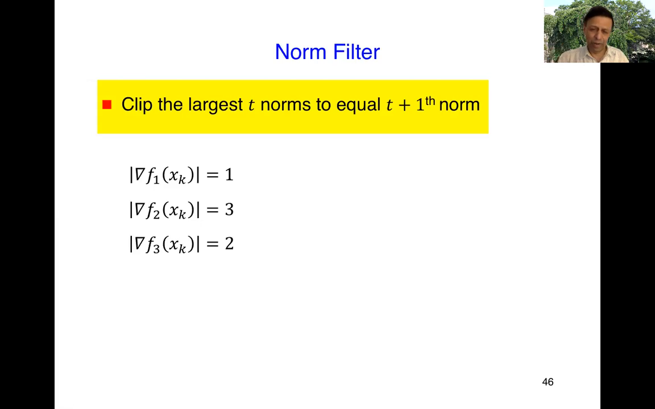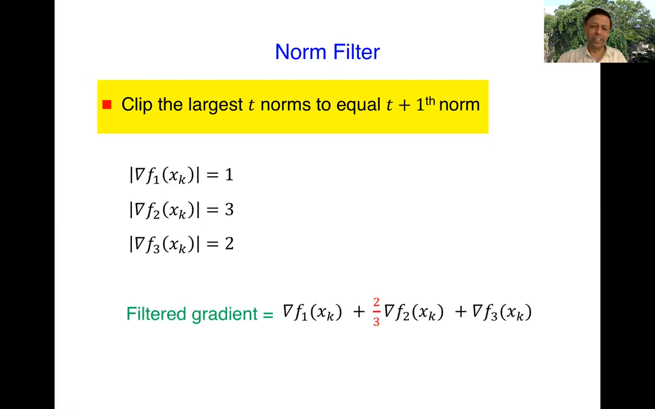3 is the largest norm. I'm going to make it equal to the t plus 1th largest norm, which is 2 now. So that's achieved by scaling the second gradient by a factor of 2/3. The first gradient remains unchanged because it's not among the largest t gradients. Same is true for gradient number 3. But gradient number 2 is in the largest t gradients, and it gets clipped. It gets scaled down so that its length is equal to 2.